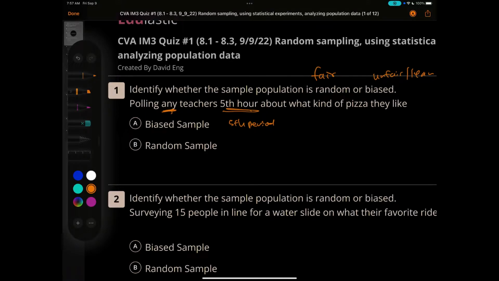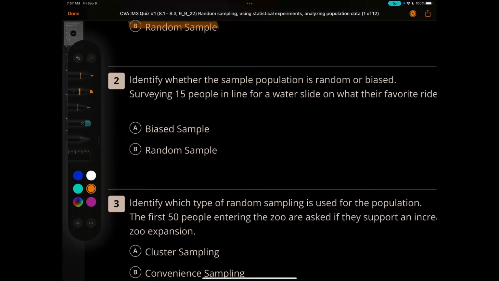And in this sample, you'll notice that, well, let me change my colors here. It is a random sample because I can ask any teacher.